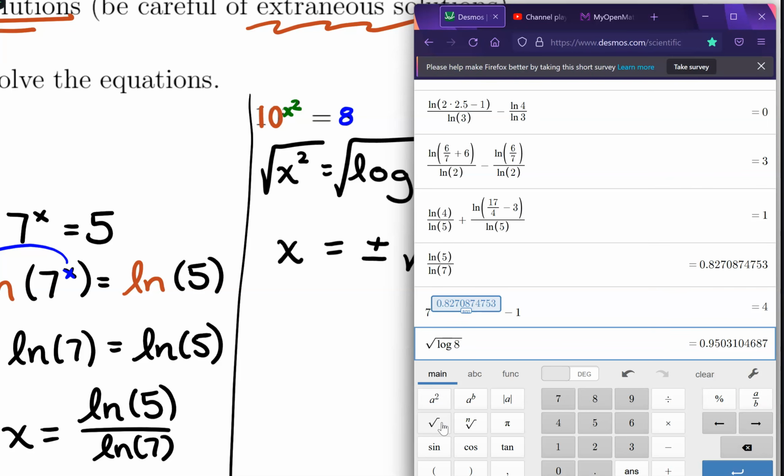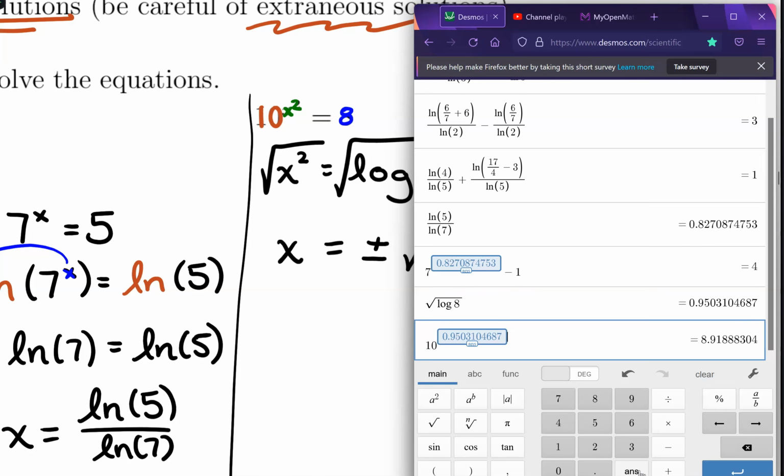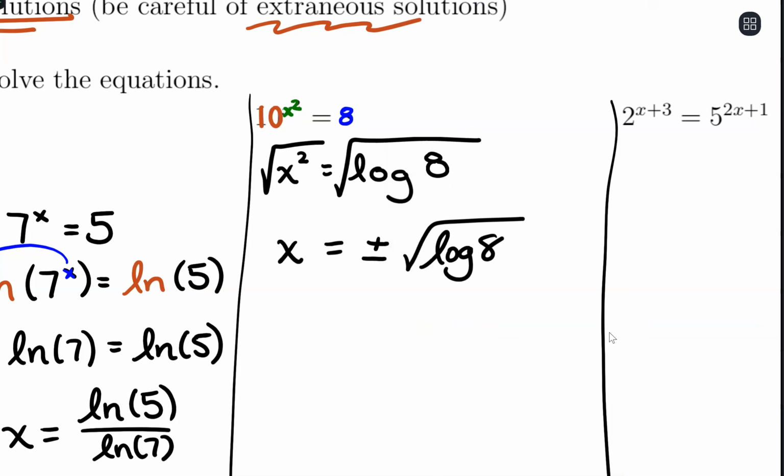And with that, while I'm here, I'm going to try this out. So 10 to an exponent of that answer squared. And that's a positive 8. And if it was negative, because that's squared, it's just going to give the same answer. So that works out. X equals 0.9503 plus or minus. So we can have a positive or negative. And it checked out when we plugged it into the calculator.